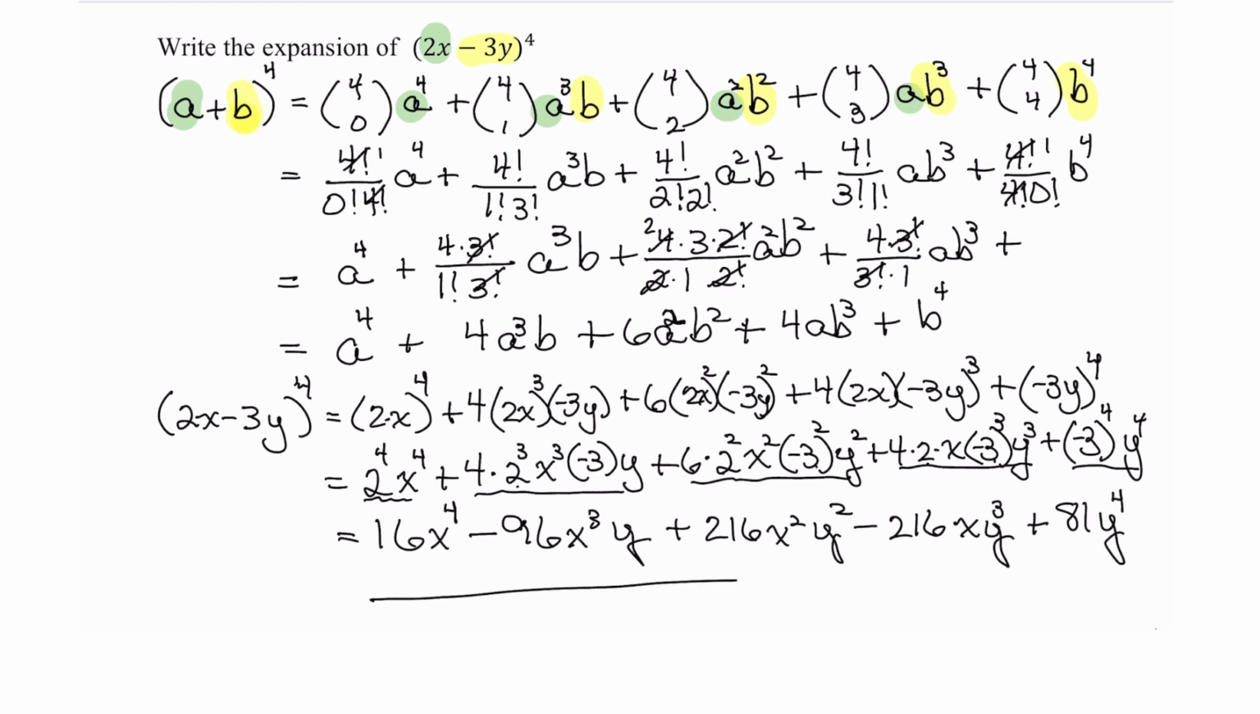And that is the binomial expansion for the quantity 2x minus 3y raised to the fourth power without actually having to go through all of the multiplications of that binomial times itself, times itself, times itself.